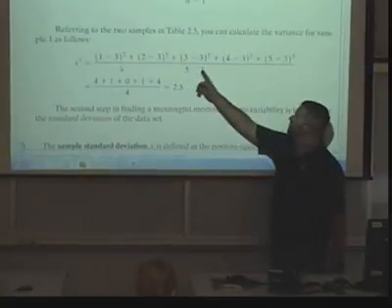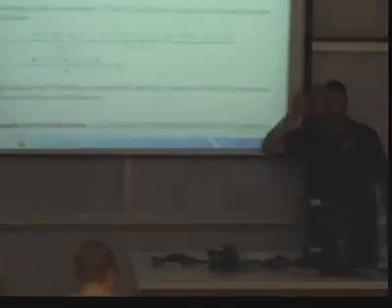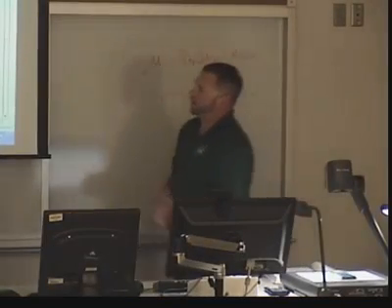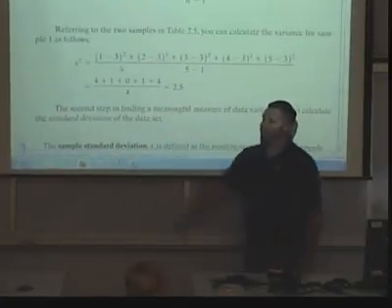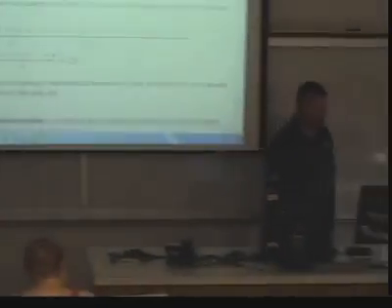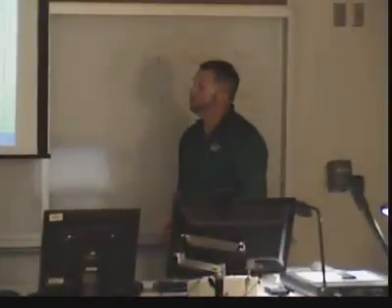The fact that this number's 5 and that number's 5 is just coincidence. That's how the data set was built. So when I add together the numerator, 5 plus 5, which is 10, over 4, I get 2.5. The variance of this data is 2.5.